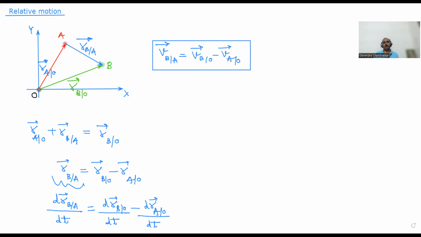We will subtract the velocity of the reference object from the velocity of the object which we want to observe. Right? For example, suppose I have this car.